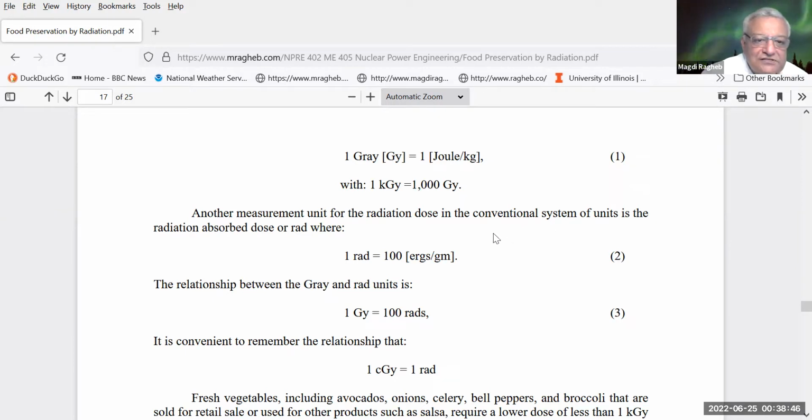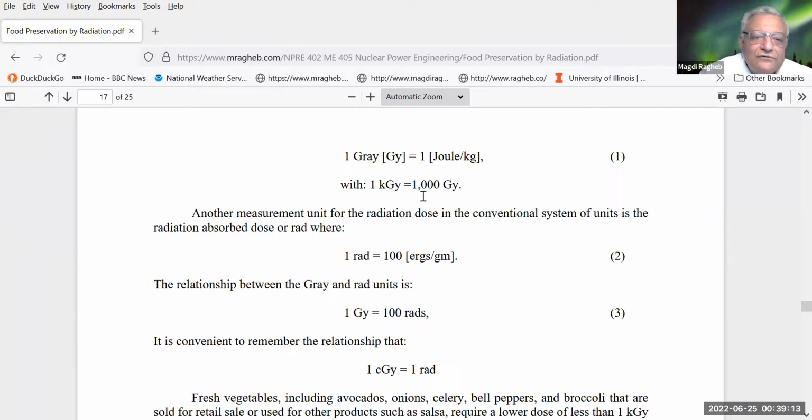In the conventional system of units, the unit of energy is not the joule, it's the erg. And the unit for mass is not the kilogram, but the gram. When you consider the energy absorption of 100 ergs per gram from radiation into the food supply or the medical product, we call that a radiation absorbed dose. RAD is the abbreviation. We call that unit the rad.